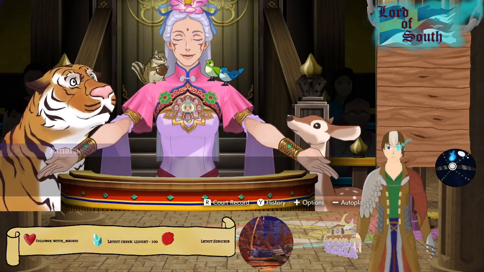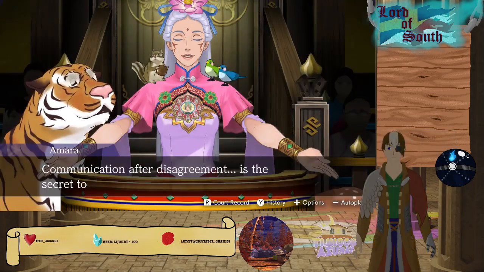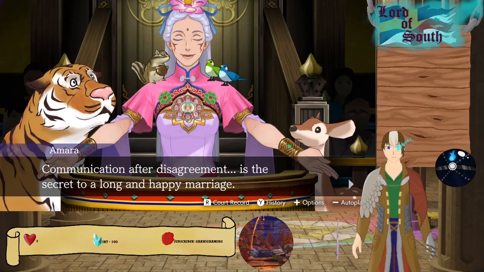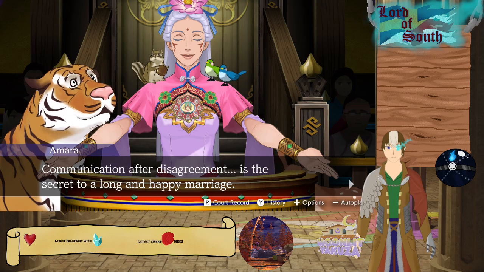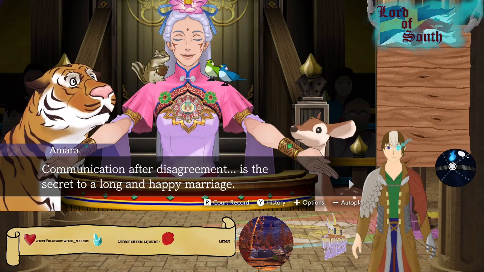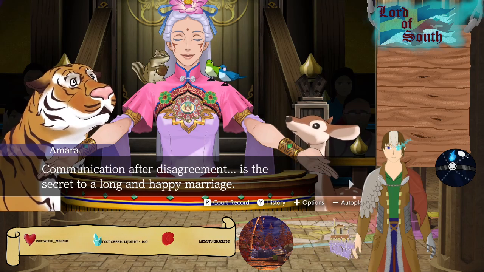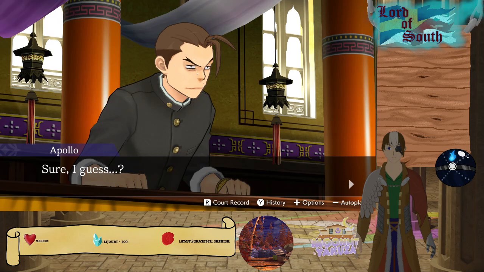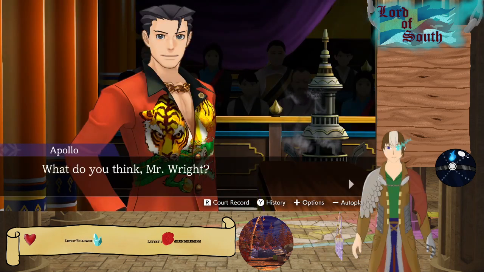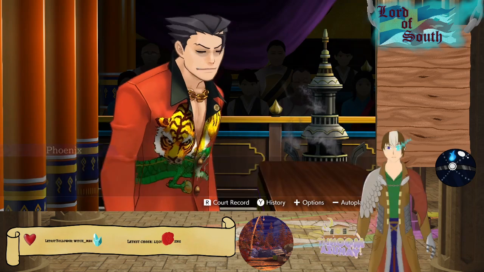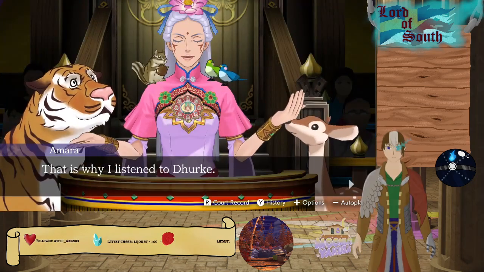Don't call upon more animals, your arms are gonna be tired. Communication after disagreement is the secret to a long and happy marriage. Yes, and then hiding for 20 years and hoping he dies soon is apparently another one. Sure, I guess. What do you think, Mr. Wright? Don't ask me. True, he's not married. Maya?